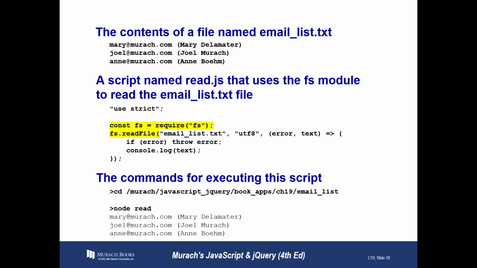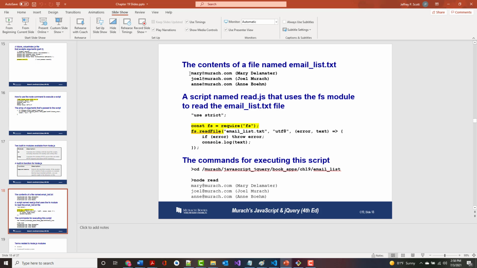So it says there the contents of a file named emaillist.txt. We've got 3 different email addresses in this file. And then we've got a script called read.js that uses that module. Notice how we use it. We require it. Then we should be able to read this out. Let's go through this example and see if we can actually do this one.